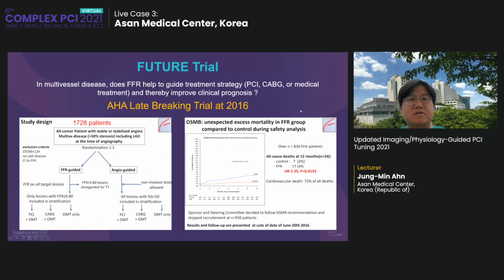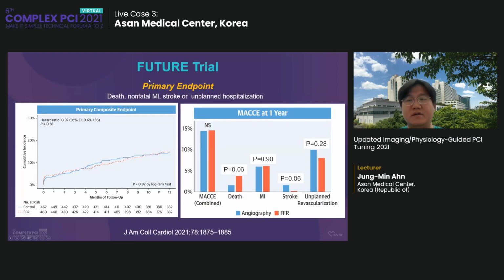Another interesting trial is the FAME-like FUTURE trial. Actually, this trial was presented 5 years ago as an AHA late-breaking trial. It initially tried to enroll 1,700 patients, but the DSMB stopped it after 1 year of follow-up because of an excess of mortality in the FFR group. This year, they published the final report with 1-year follow-up. Because of a budget problem, they did not follow up longer than 1 year. The 1-year follow-up showed that the primary endpoint of death, MI, stroke, and unplanned hospitalization was not different between the FFR-guided group and the control group.